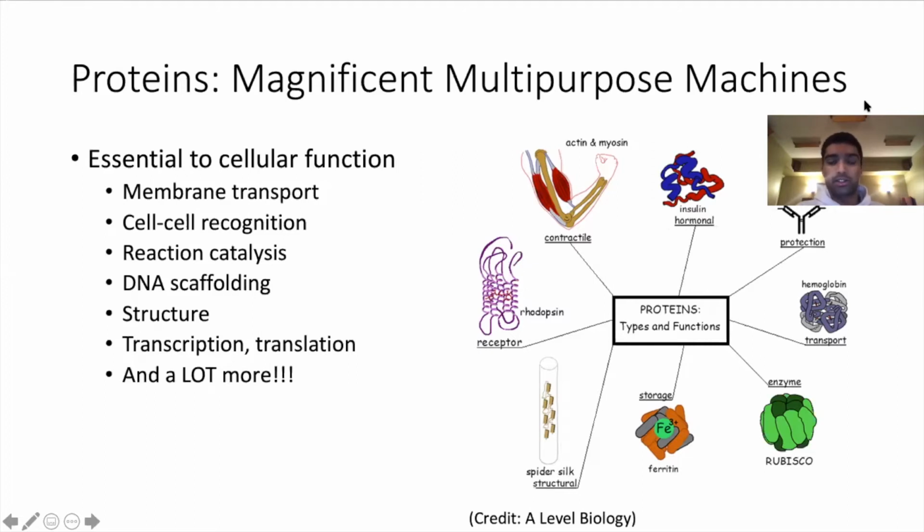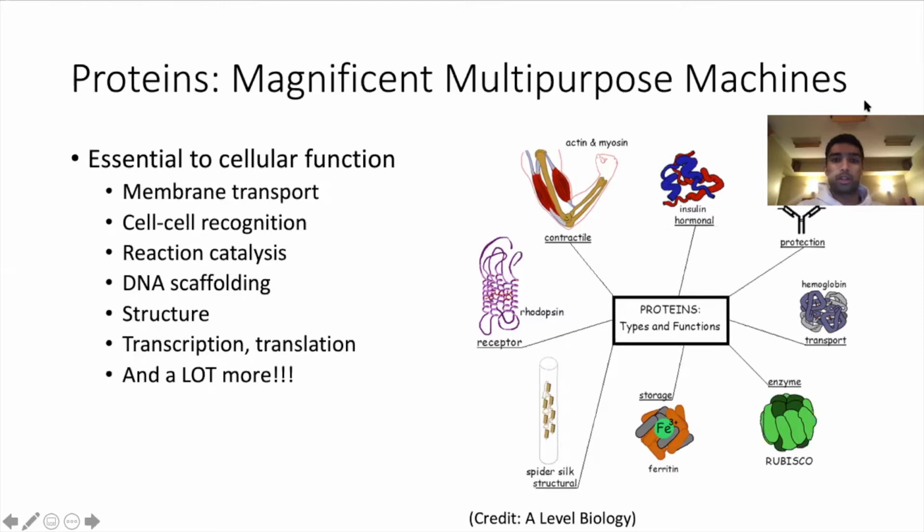Reaction catalysis, so there's some proteins called enzymes, which catalyze chemical reactions. They make chemical reactions go faster. DNA scaffolding, there's histone proteins and a bunch of different proteins involved in chromatin and compacting DNA, like we talked about in an earlier video.